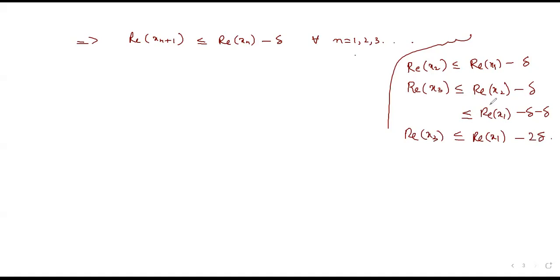I think नहीं होना चाहिए x2, बिल्कुल सही. Now similarly real part of x4 होगा less than equal to real part of x1 minus 3 delta. So इसका मतलब ये है real part of xn plus 1 अगर मैं ये करूं should be less than equal to real part of x1 minus n times delta.